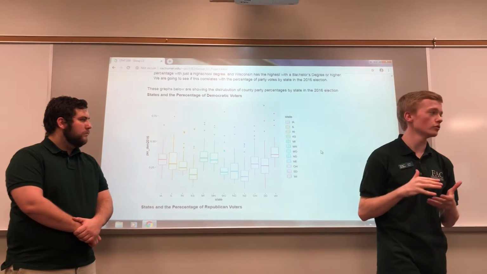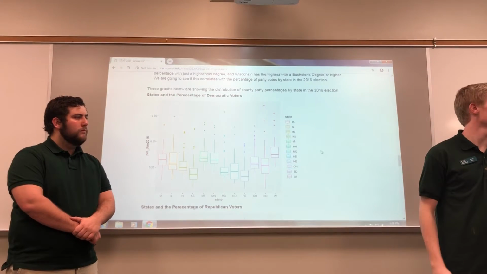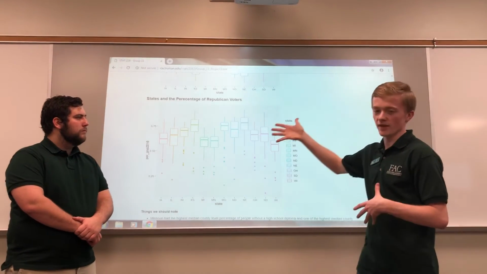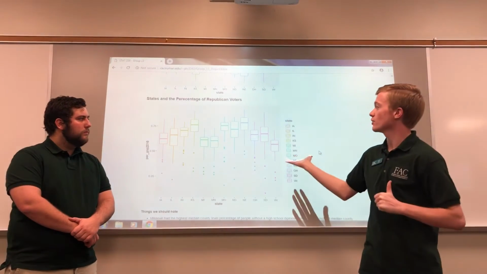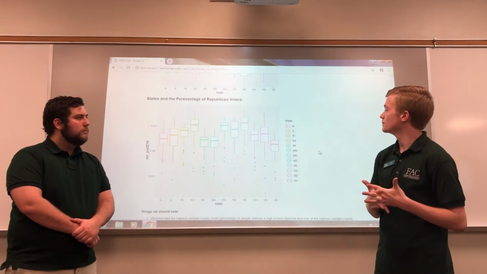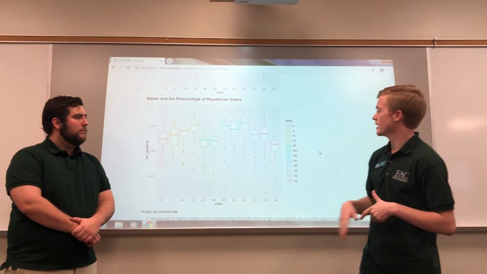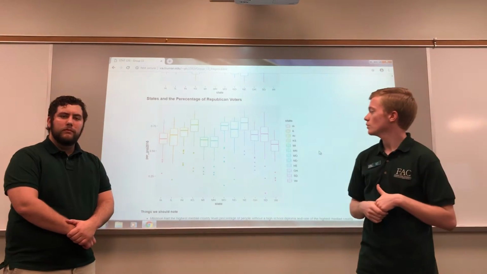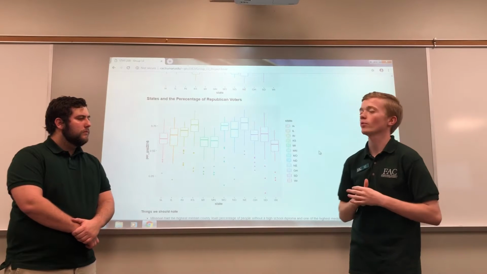And now we'll bounce to an opposite box plot showing the states and the Republicans. As you can see, it's kind of flip-flopped, which makes sense. And these are all higher on the Republicans, which makes sense in these Midwestern states. And then you can see that Missouri and Nebraska have some of the highest with percent voting Republican.